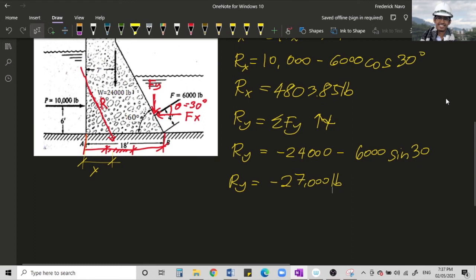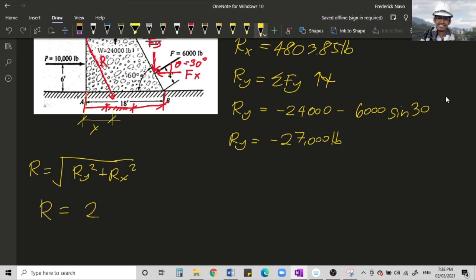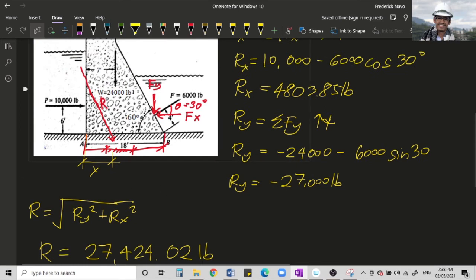So, yon. Meron na tayong Ry and Rx. So, to get the resultant of our three forces, that will be R is equal to the square root of Ry squared plus Rx squared. Okay? So, i-substitute nyo na lang. That will be R is equal to 27,424.02 pounds. Okay? Ngayon, let's determine the value of x, where our resultant intersects line AB, or the base of the dam.